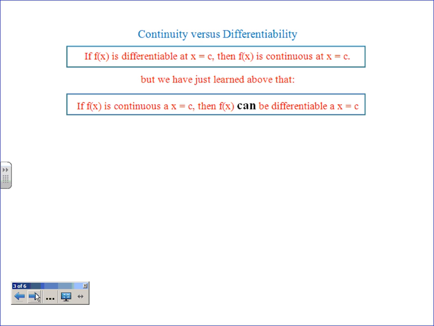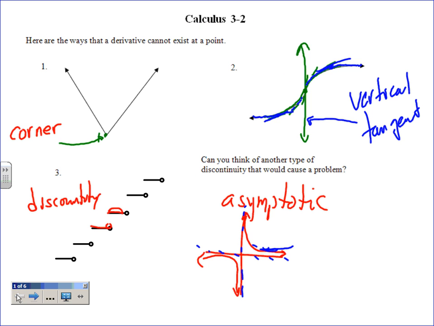On the other hand, though, if it's continuous, are we guaranteed it to be differentiable? No, our 2 examples are, look at that, that's continuous, isn't it? Right there on number 1. Was it differentiable, though? No. Right there on number 2. Was number 2 continuous at that point? Yeah, it keeps on going. But is it differentiable? No.